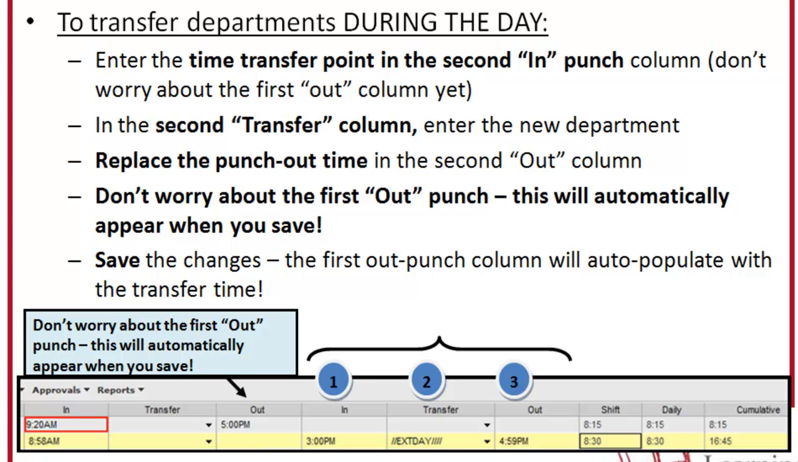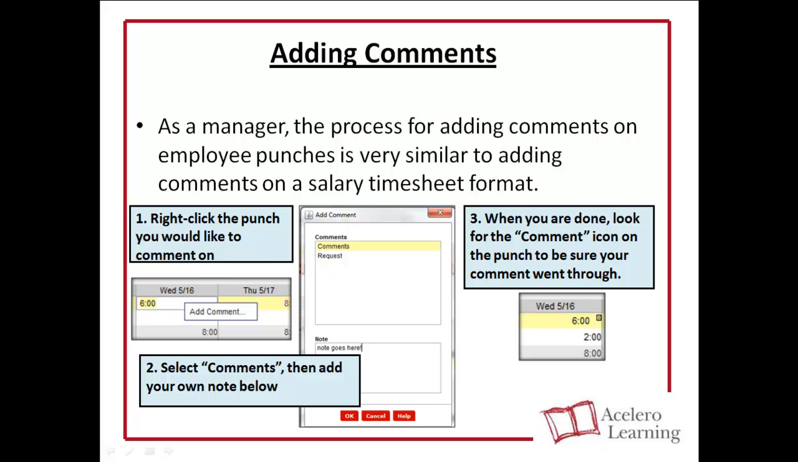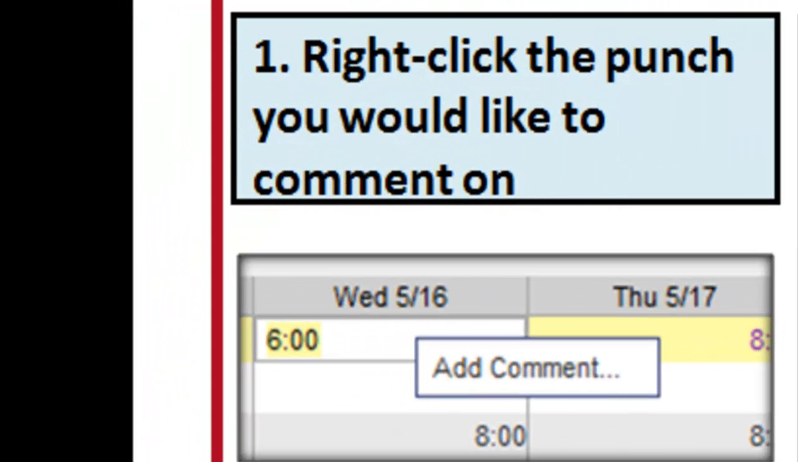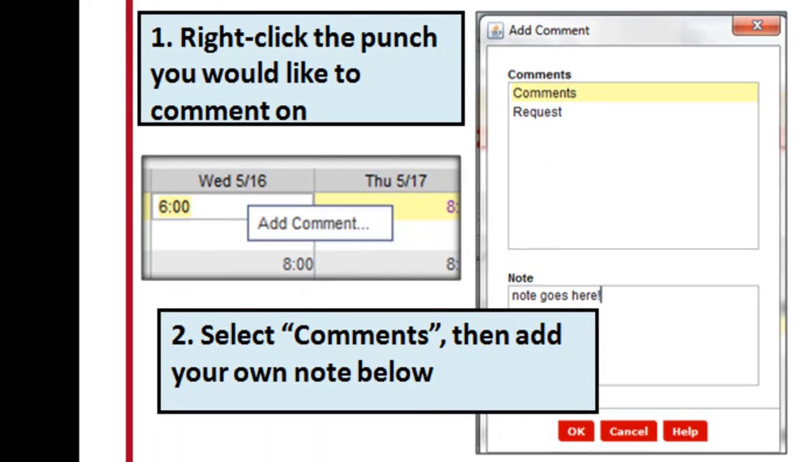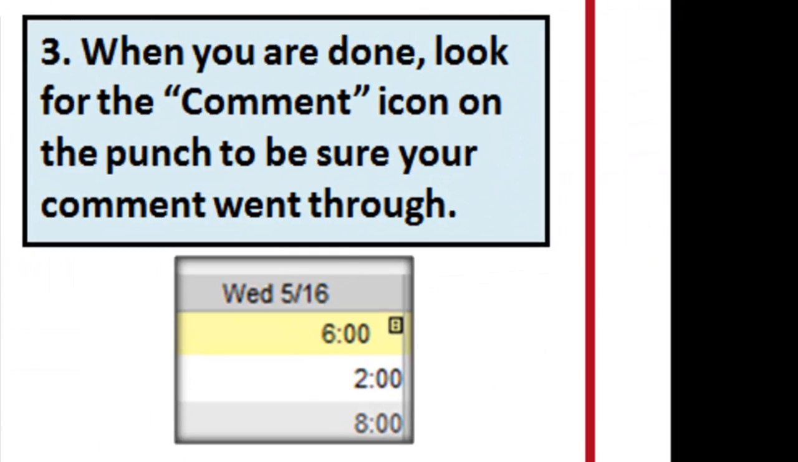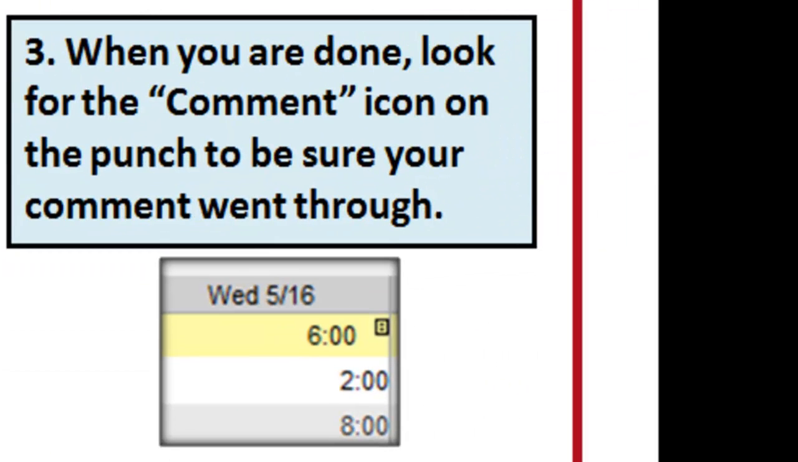If you're adding a comment to a particular day's punch or transfer, this is very similar to adding comments to your own timesheet. You'll want to just right-click on the punch that you are looking to comment on. Then you'll be able to add comment using the option presented. Select Comments in the pop-up that appears and add your own freeform note below. When you're done, the comment icon will appear on the punch, and this means that it's gone through.